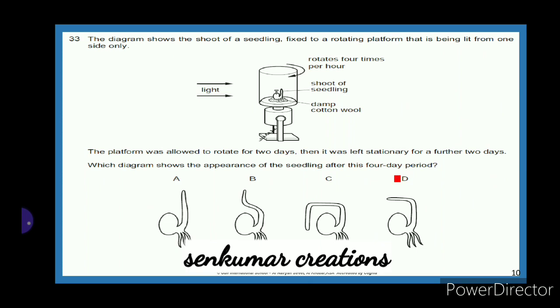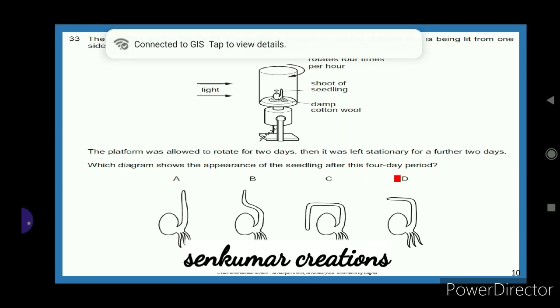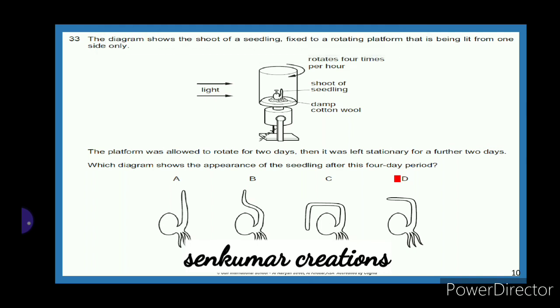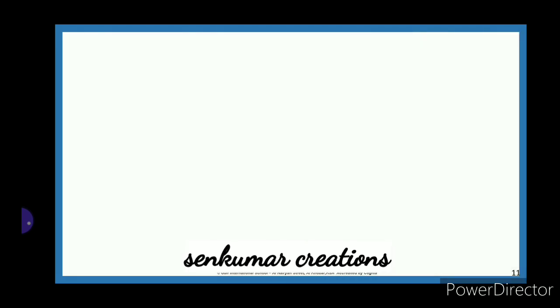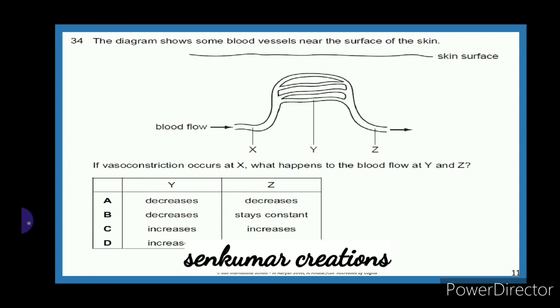So we can say the answer is D, because it grows towards the light direction. Light is on the left side, right? So you can see the light is on the left side, so it moves in the light direction. This is what we call the growth of a plant, phototropism. So let's see the next question.